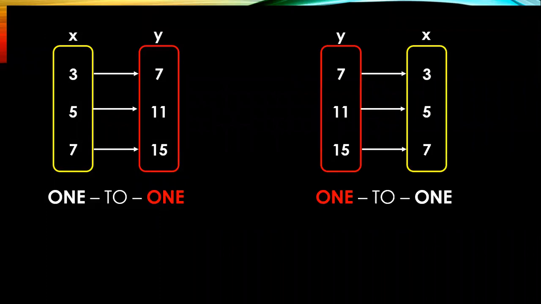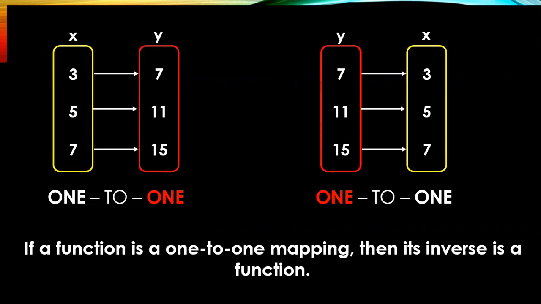Our domain now becomes our range, and our range now becomes our domain. We have a 1 to 1 function. So if a function is a 1 to 1 mapping, then its inverse is a function. Let us look at another.